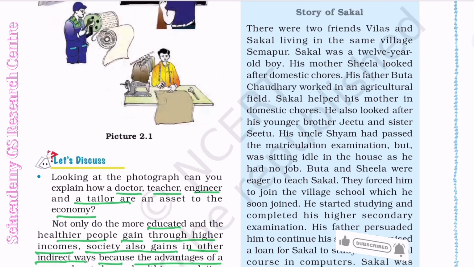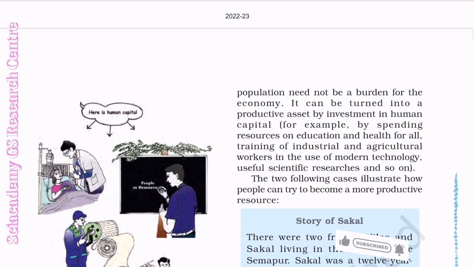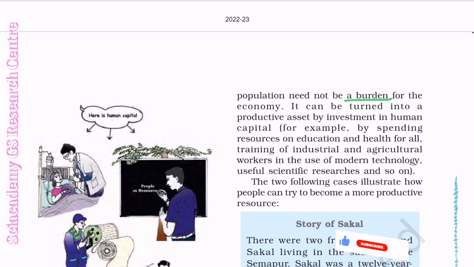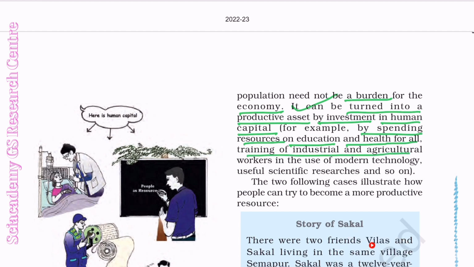But a large population need not be a burden for the economy. It can be turned into a productive asset by investment in human capital. For example, by spending resources on education and health for all, training of industrial and agricultural workers in the use of modern technology, full scientific researches, and so on.